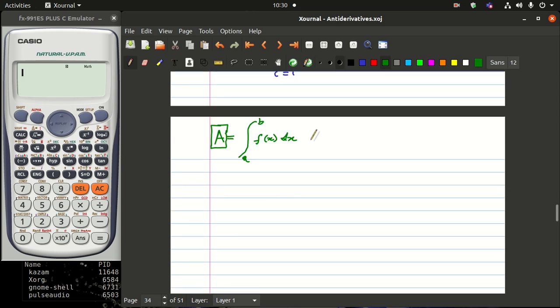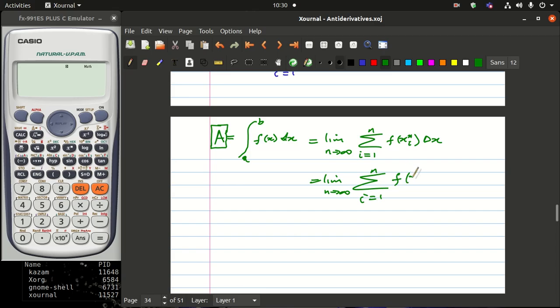In other words, this is just the same as the limit as n approaches infinity of the sum as i goes from 1 up to n of f of x star i times delta x. Or simply put, it is the limit as n approaches infinity of the sum from i equal to 1 up to n of f of x_i times delta x, depending on which height you want to use as the height of each of the rectangles. So we pick this, which is the same as also f of x_{i-1} times delta x.